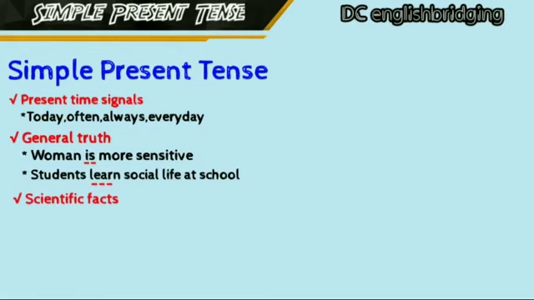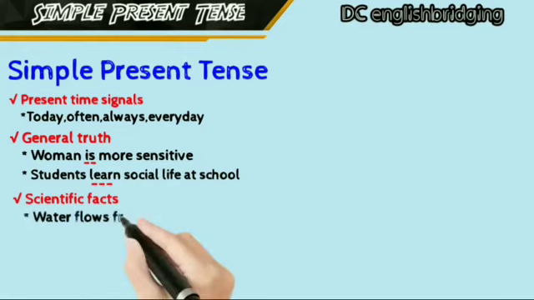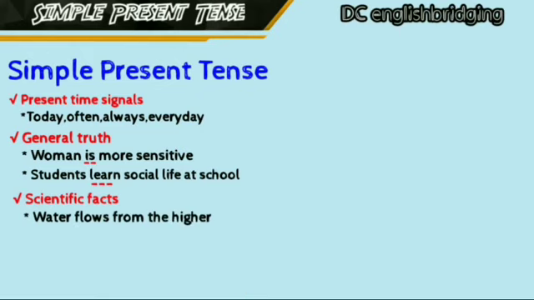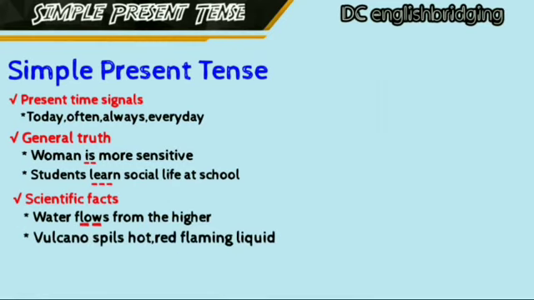And then simple present tense also discusses scientific facts, which means it is about science. Water flows from the higher. Water flows from the higher is a general scientific fact, so flow should be in the first form. We add s because water is an uncountable noun. Volcano spills hot red flaming liquid. We really know it. So spill should be in the first form with s because volcano is singular.